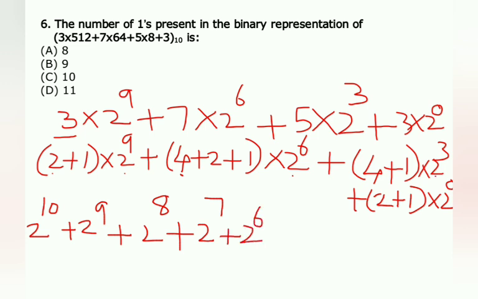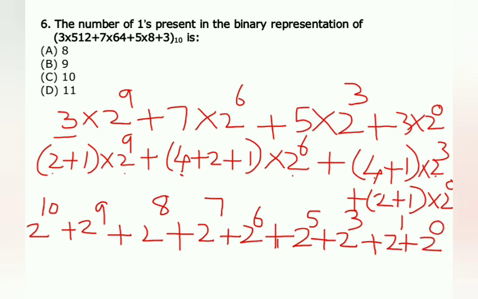So 2 cube can be 2 cube into 2 square, that is 2 power 5, plus 1 into 2 power 3, that is 2 power 3, plus 2 power 0 into 2, that is 2 power 1, plus 2 power 0. So if you perform the sum of all these numbers, you will get the decimal value.